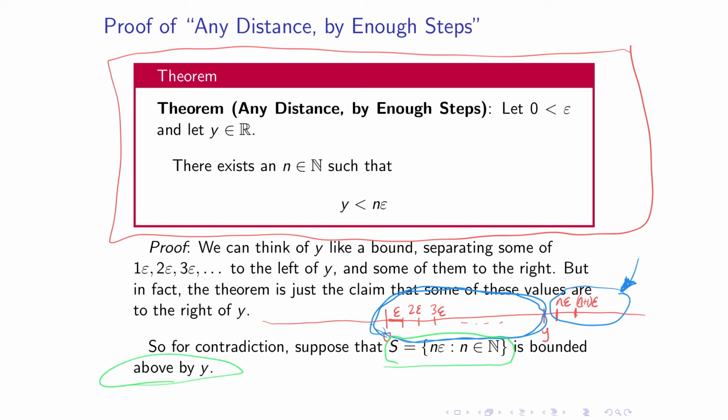So maybe for contradiction, we could assume that this set, the set of all n epsilon, is bounded above by y. Corresponding to the picture, that would mean that the entire set is located to the left of the value y on the number line. When we get a contradiction, it'll mean that it is not bounded above by y, and therefore there must exist some value in the set which is bigger than y, and that is essentially what we want to show.